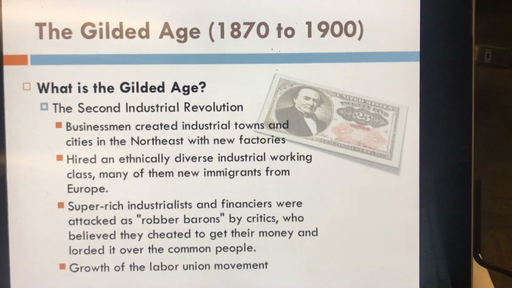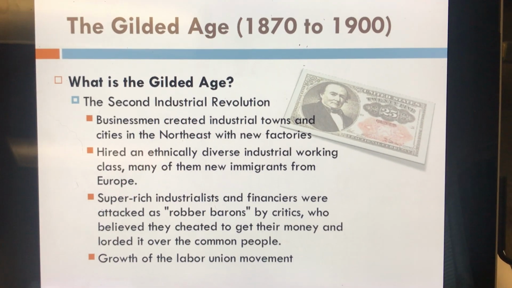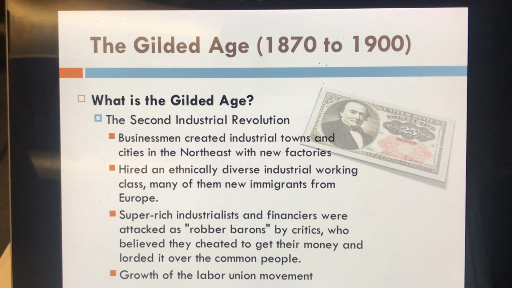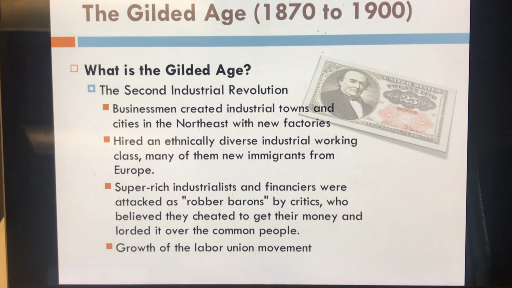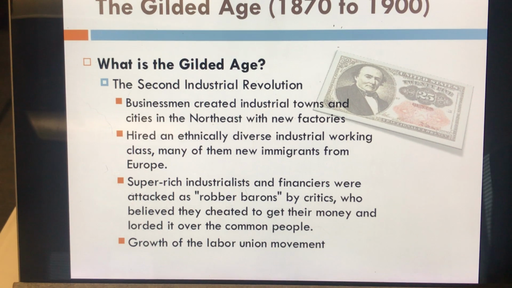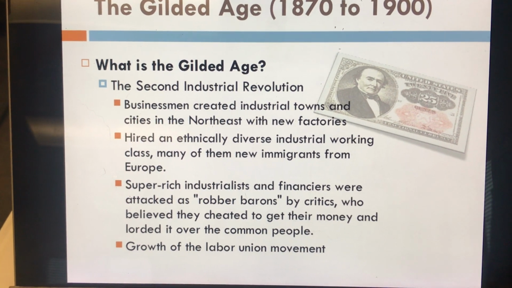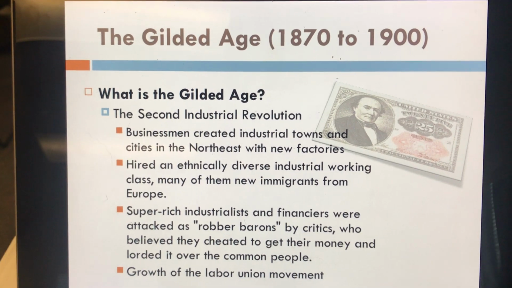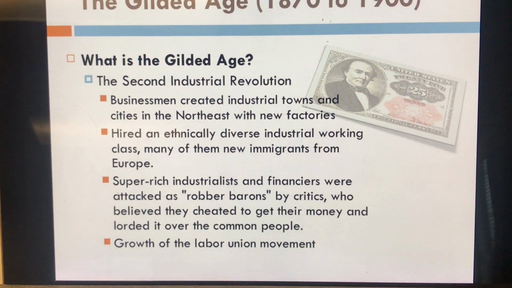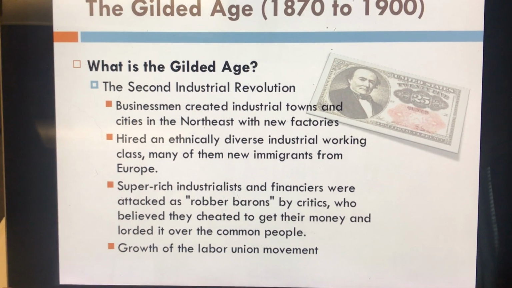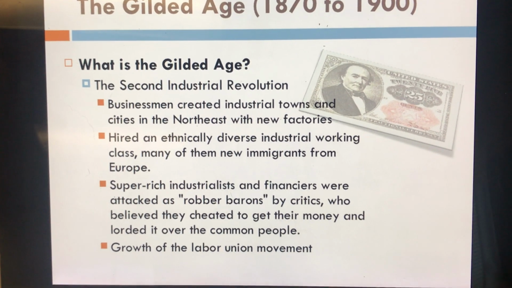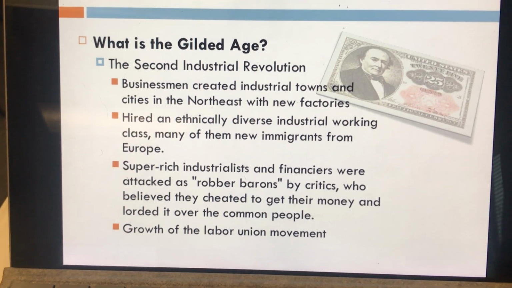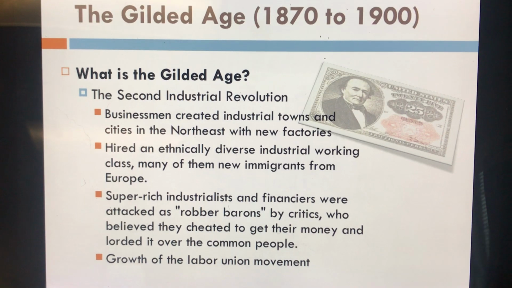It's kind of the second industrial revolution. The first industrial revolution happens with the water wheel and that idea. But the second industrial revolution happens during this Gilded Age. We start harnessing steam power and many other innovations. Industrial towns and cities are created that center around factories or around businesses.